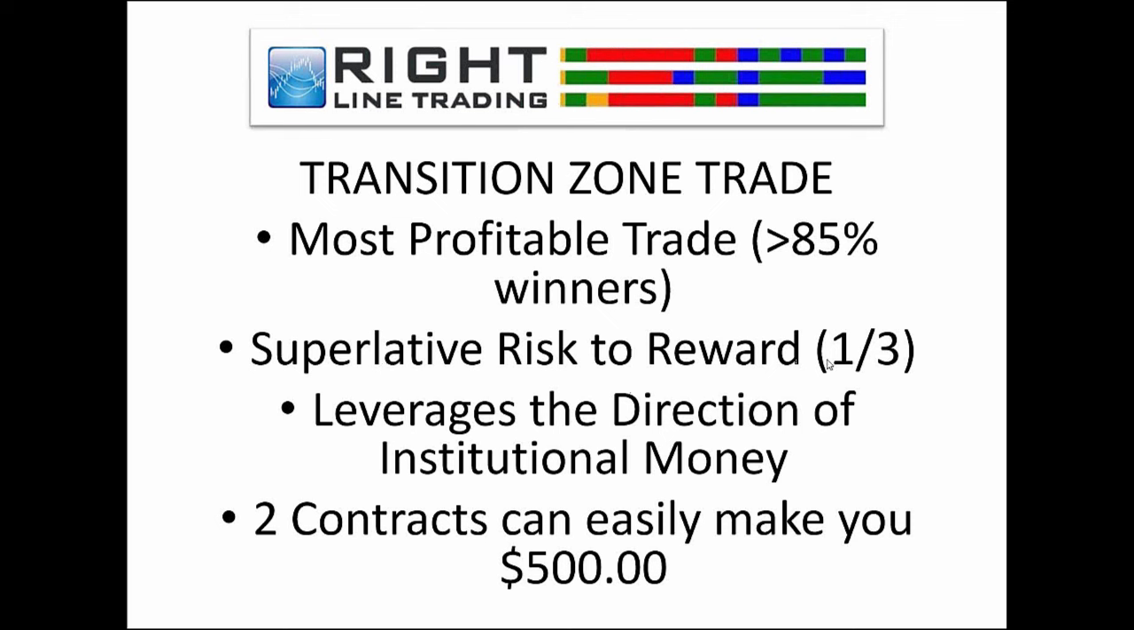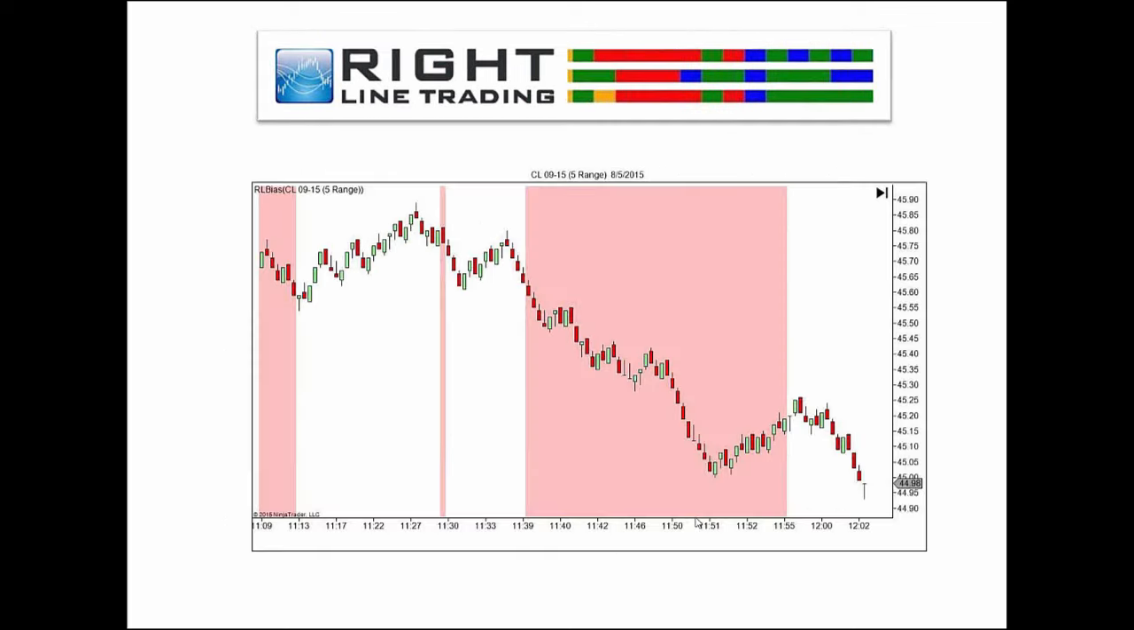The risk to reward is superlative. In the way that we've configured the trade, your maximum average loss is $150. And you can win as much as $600 to $700 on a single trade or on 2 contracts if you're trading futures, 2 lots if you're trading Forex, and a very small number of contracts if you're day trading options. And it leverages the direction of institutional money. And like I said, 2 contracts can easily make you $500 plus.